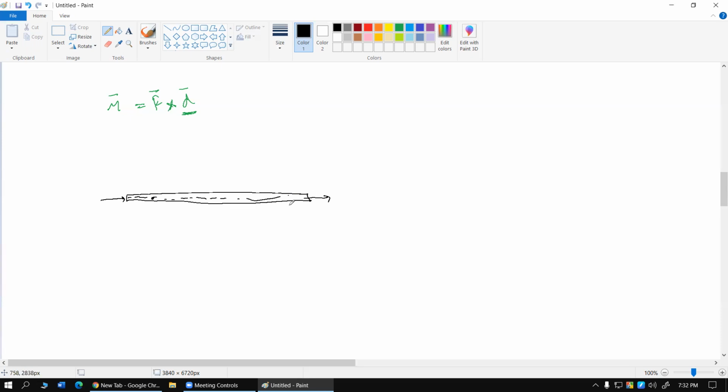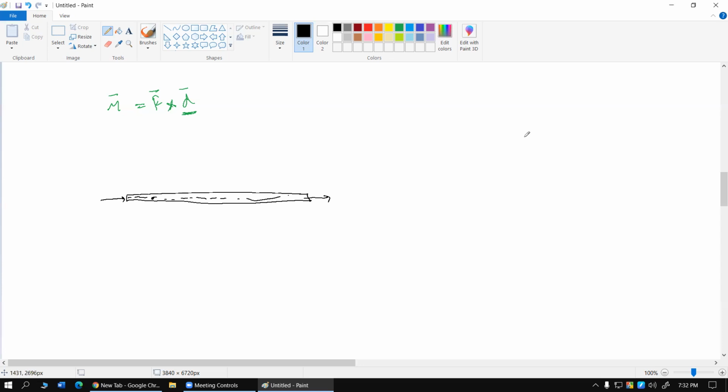Which means we cannot move the object, or we cannot even budge the object, we cannot even make any motion on the object if we apply a force that is directly aligned to the pivot point. So if the applied force is aiming directly towards the pivot point, or directly aiming away from the pivot point, or in other words, if the line of action of the applied force goes to the pivot point.